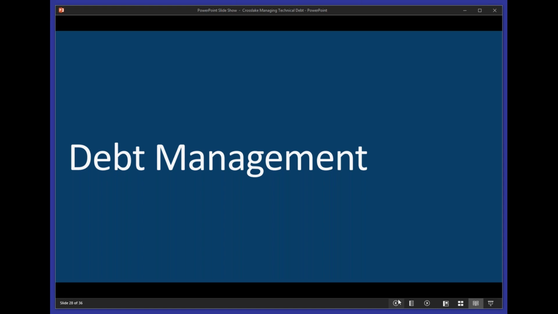So one quick one: what do you think about reserving, say, 30% of your time for dev resources for addressing technical debt, especially if it's relating to architecture?